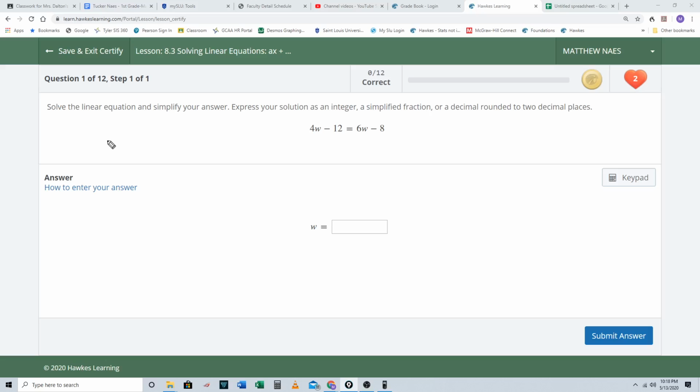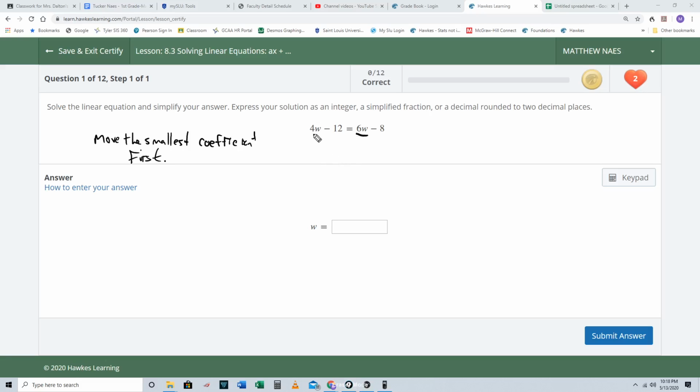Now, the easiest rule is always move smallest number first, smallest coefficient first. That's really the first thing we do. So we look at our terms that have the variable, 4w and 6w, and which one's smaller. So 4w is smaller than 6w.